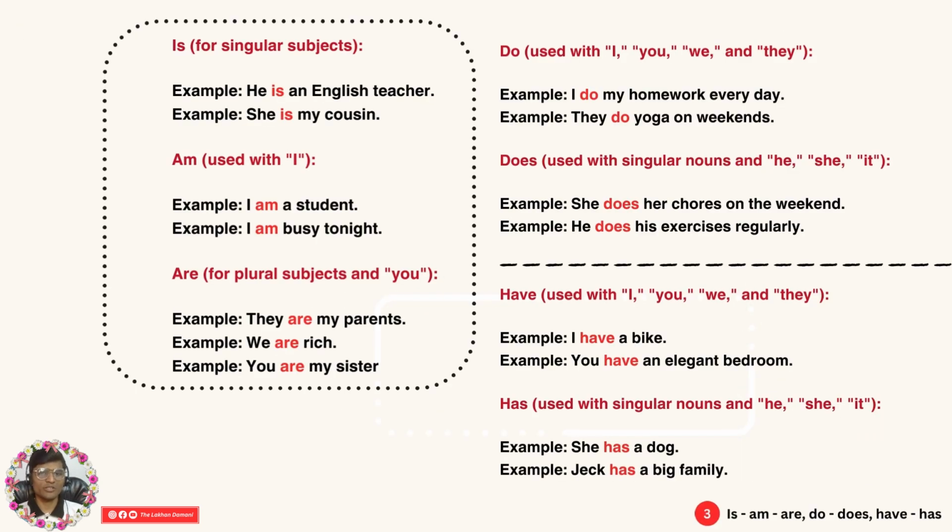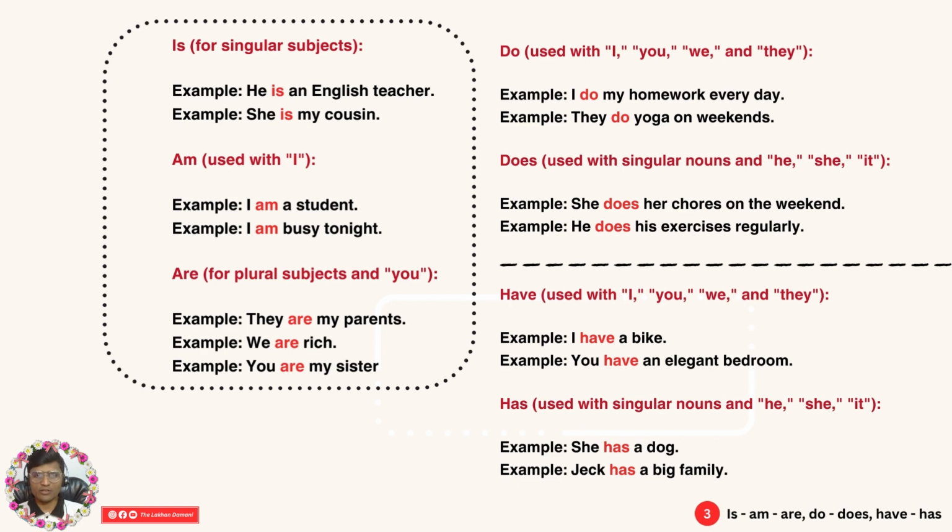Moving to the next point, these are together; I have brought them for you. If you want to understand in more detail, pause the video. I have already described it for you. Is, we can use for singular objects. Singular objects means third person singular objects: he, she, it. And am, we use with I as first person singular, right? I am a student. I am busy tonight.